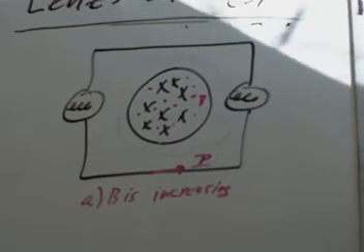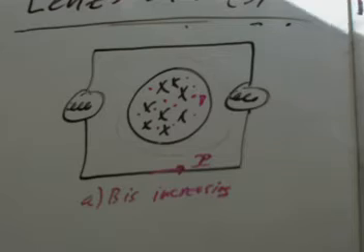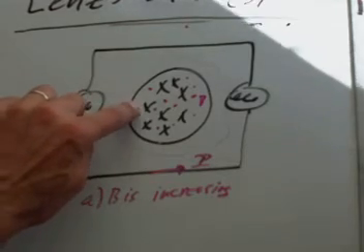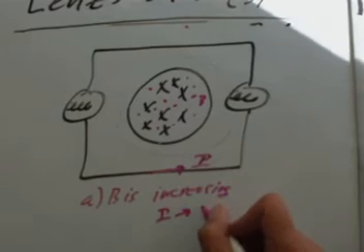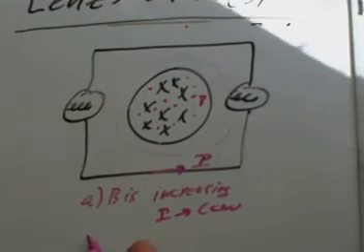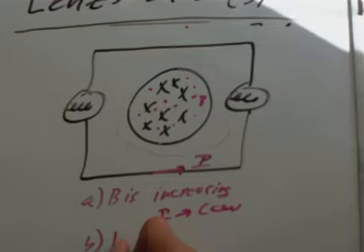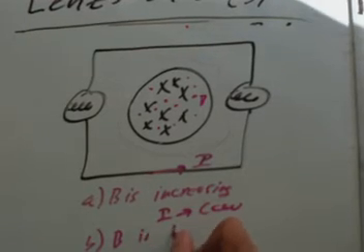That would need to be the direction of the induced current in order to oppose the increasing magnetic field into the board like that. So let's just say I would then have to be counterclockwise. Okay. Now in B, it might say something like the magnetic field is decreasing.